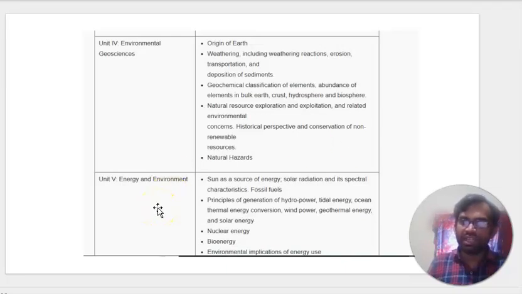Then coming to the fifth unit, what is the fifth unit? Energy and environment. So the fifth unit is also important. You can see the sun as the source of energy, solar radiation and its spectral characteristics, fossil fuels, principles of generation of hydropower, tidal energy, ocean thermal energy conversion, wind power, geothermal energy and solar energy, nuclear energy, bioenergy, environmental implications of energy use.